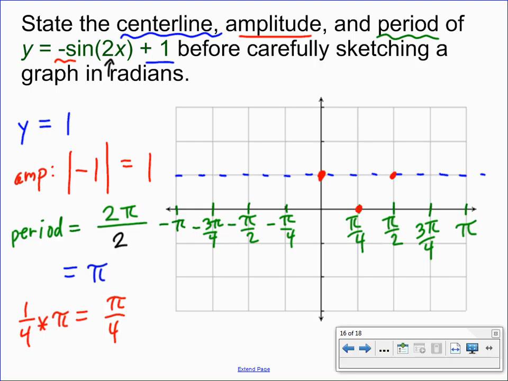Intercept, maximum, intercept. Continue the pattern to the left. Maximum, intercept, minimum, intercept. And we'll go ahead and connect it and get a nice smooth sine wave. I'm going to go ahead and do it in green, so here we go. How do we do? Nice.